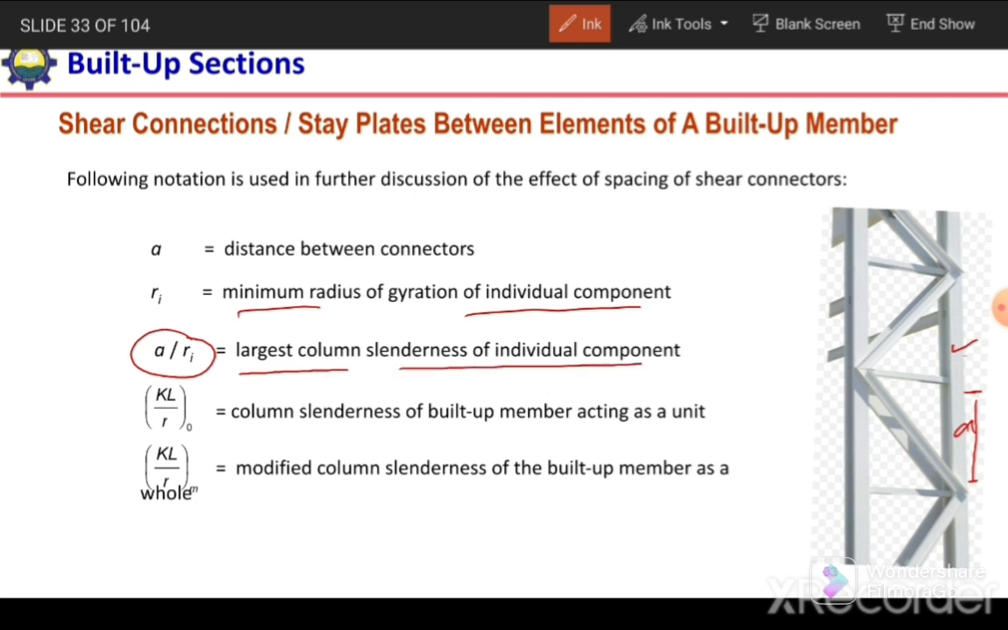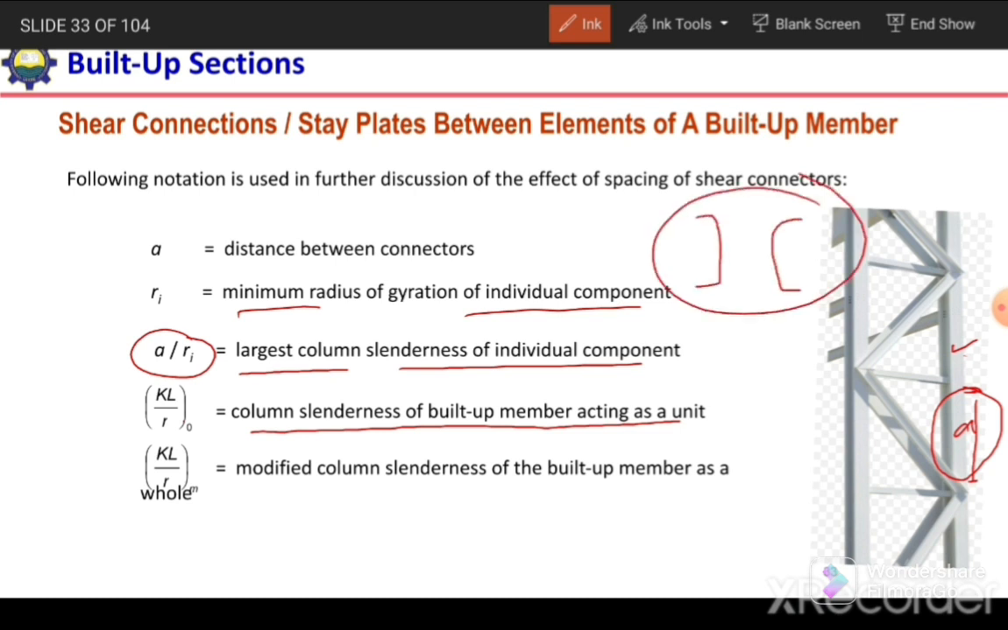So for this individual component, this portion, a over r_i is the largest slenderness ratio of that component, corresponding to the x-axis, y-axis, z-axis, or whatsoever is the weak axis. KL over r_0 is the column slenderness ratio of the built-up section. For example, if we have a built-up section like this, the slenderness ratio of this built-up section will be KL over r_0. And KL over r_m is the modified column slenderness ratio of the built-up member. So we need to modify the slenderness ratio in the case of a built-up section when we have these shear connectors.